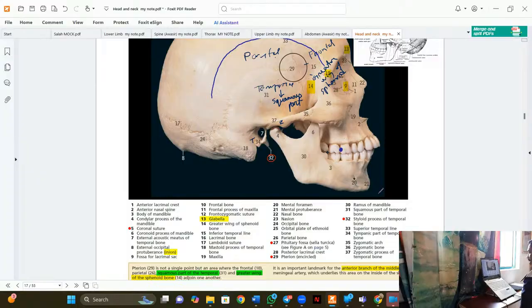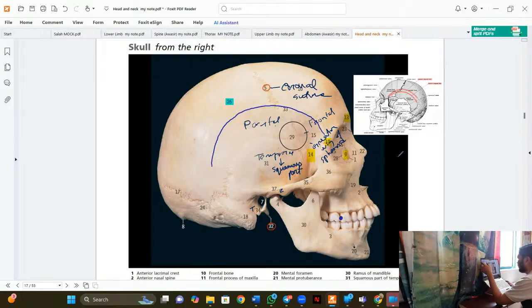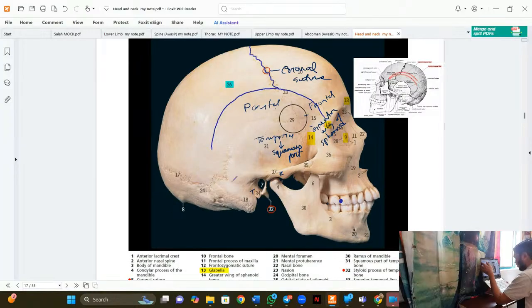Number 5. Where is 5? 5 is here. This is 5. 5 is like the coronal suture. Coronal suture. 27.